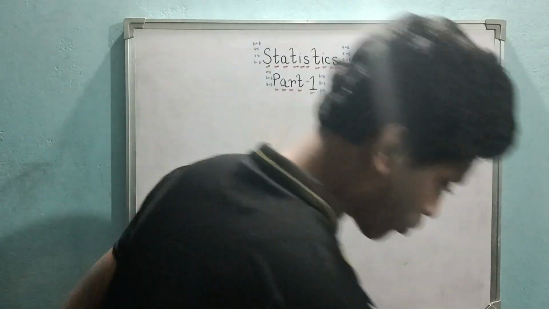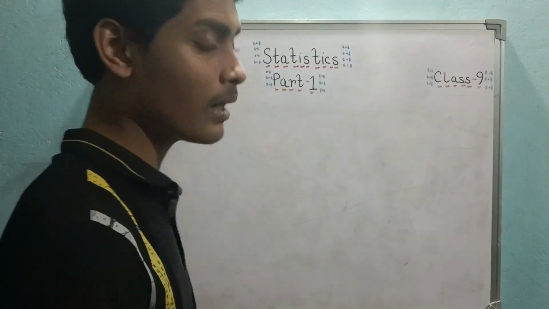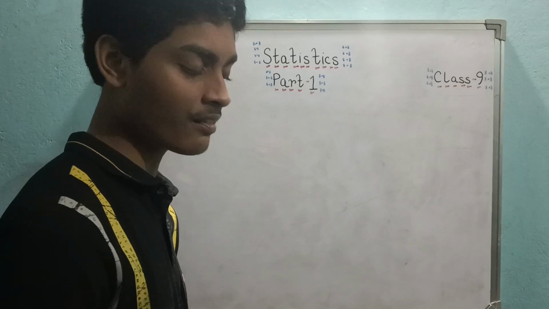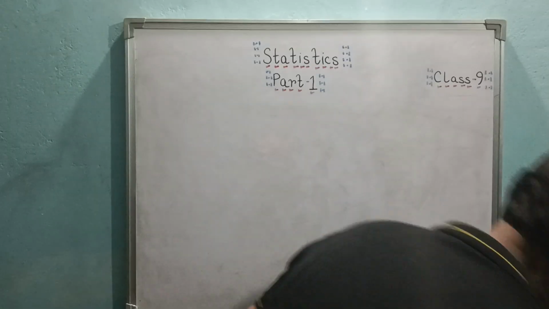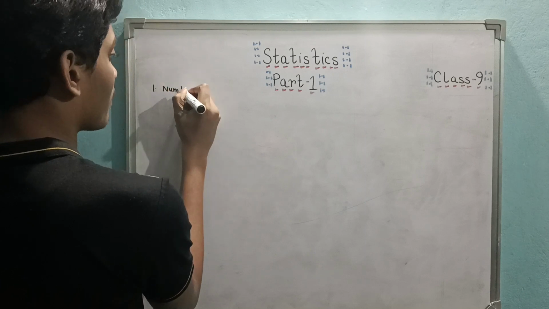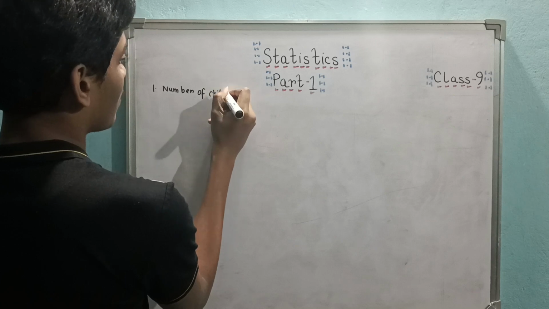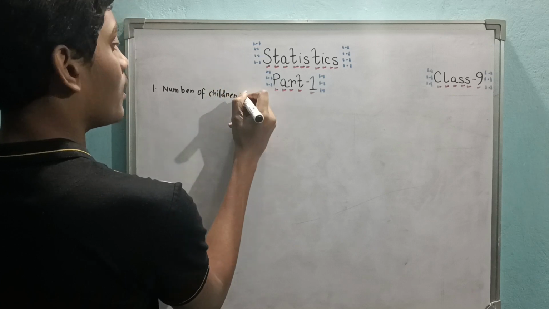So I will be writing four data given to me. We have to tell whether they are continuous data or discrete data. That's as simple as that. So see this, number of children, because I already gave you the example. Number of children in your class.